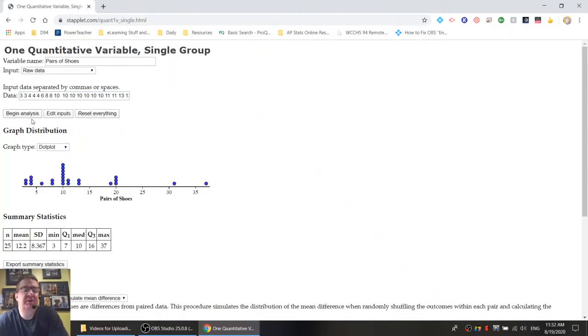So then begin analysis. So here's our dot plot. And again, dot plots are very nice. You can see spread very nicely. And we're going to talk about how you describe these things today. But as you look at each of these, think about how you would describe them to a friend. It's really spread out. It starts at 3, ends at 37. The most that we have is 10. It seems to be bunched up down here on the lower numbers. It's more spread out on the top, that type of thing.